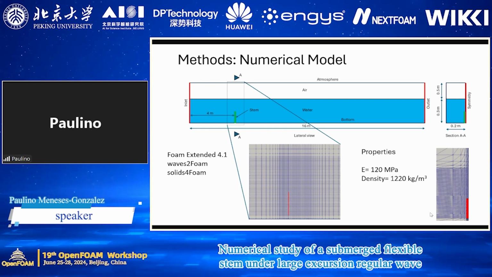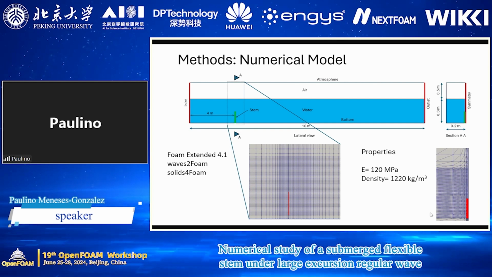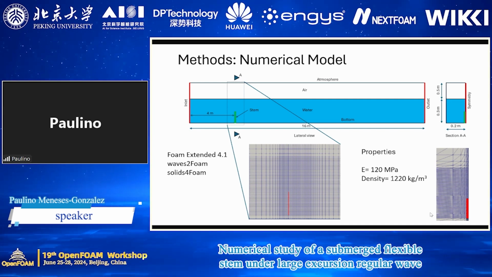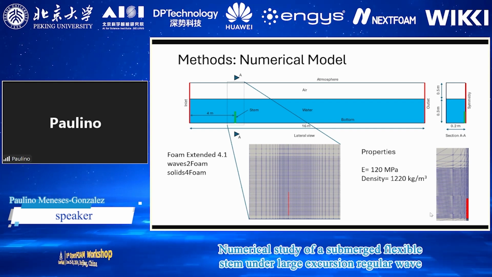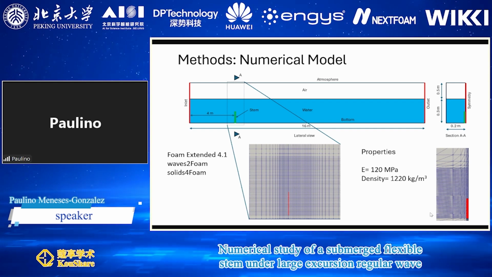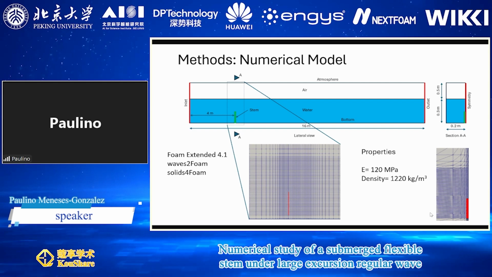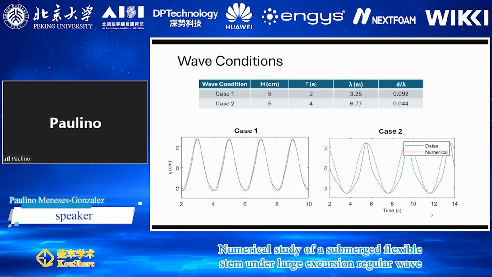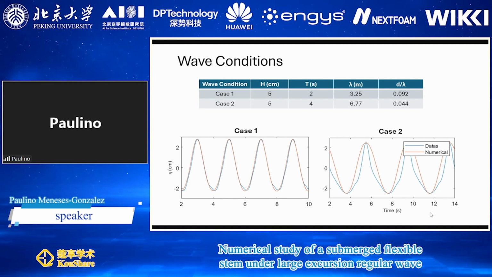In this case I just simulate half of the wave flume. I mean, I place the stem in the middle, talking about the width, and then simulate just one half in order to save computational time, and I apply a symmetry boundary condition. And the wave condition for this case I'm going to show is case one.